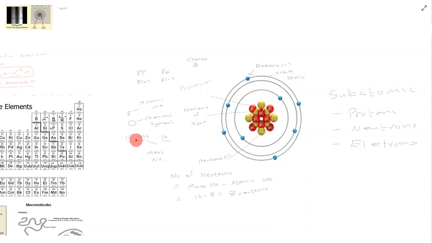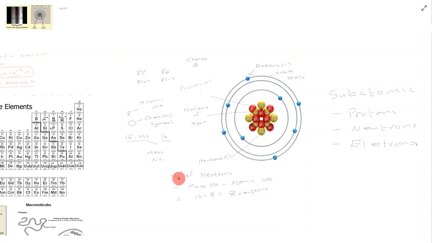Now, we have this mass number as well. The mass of an atom comes from the protons and the neutrons. Protons and neutrons both carry a mass of 1. So the mass number is represented here. Now we can round this up to an even number, so 16. So what we know is that the mass of the nucleus of an oxygen atom is 16. That means that it has 8 protons, but it also has 8 neutrons present.